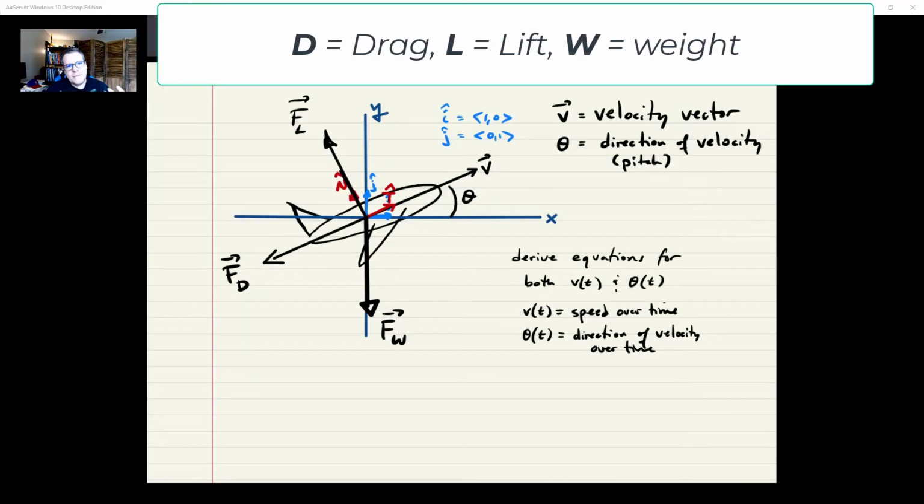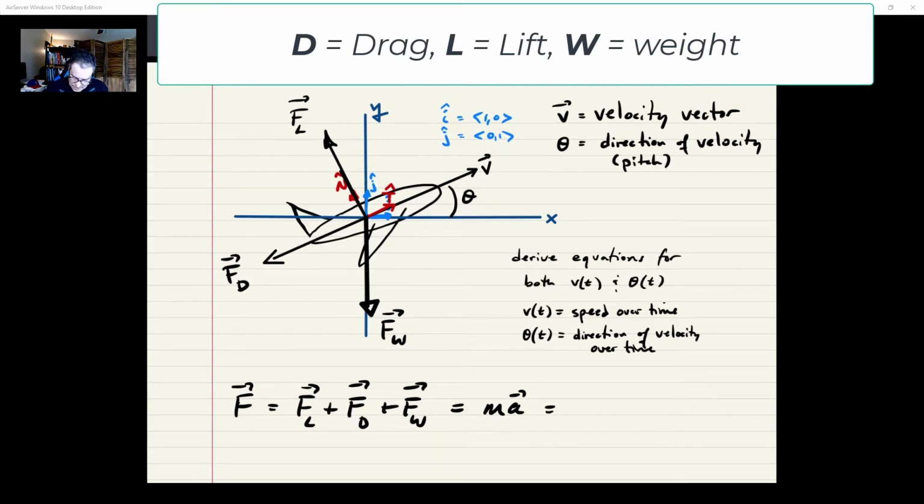So now we create a mathematical model for how it is that those three forces affect the velocity and the pitch or direction of the velocity of the aircraft. So we'll say the sum of all the forces, no other external force, just these, the sum of all those forces is the mass of the glider times the acceleration of the glider as a vector.